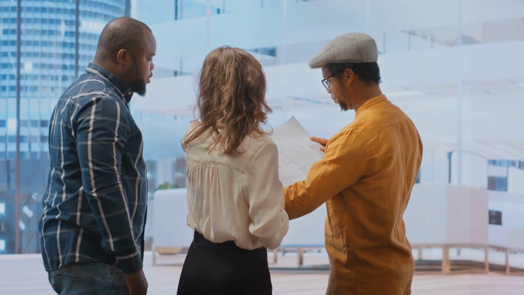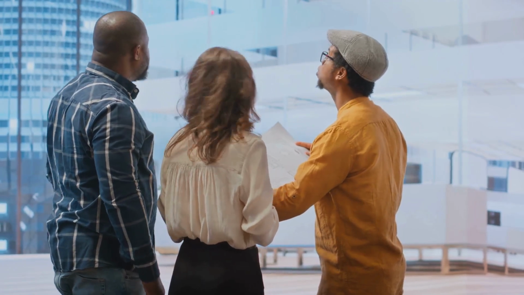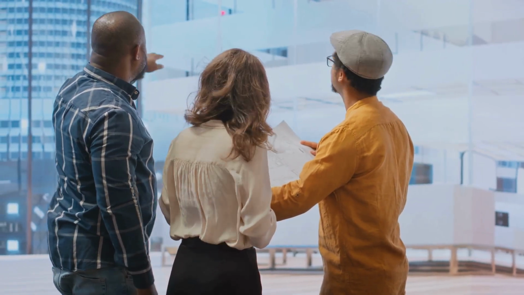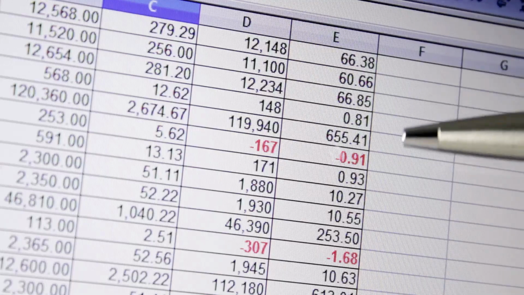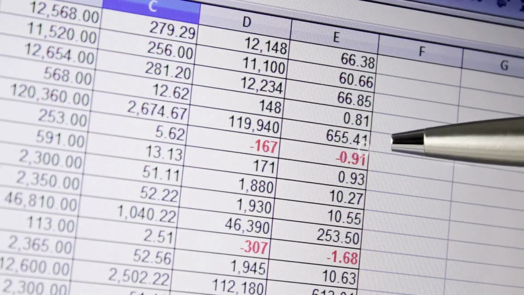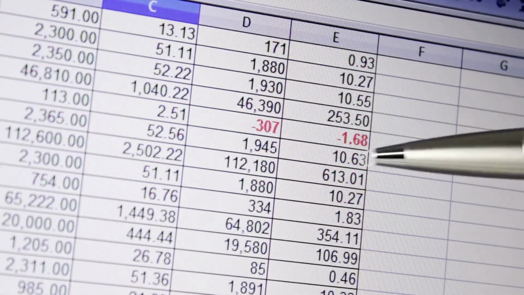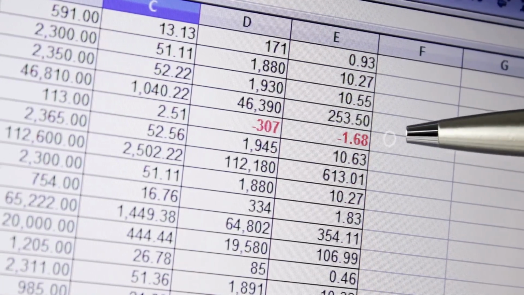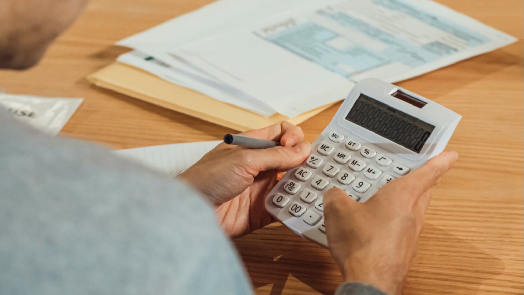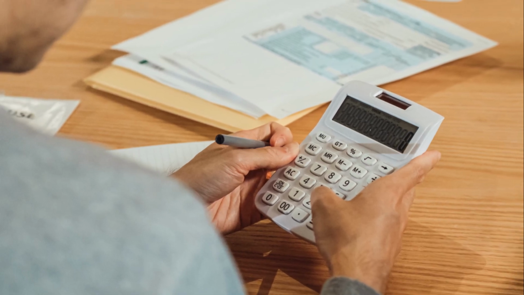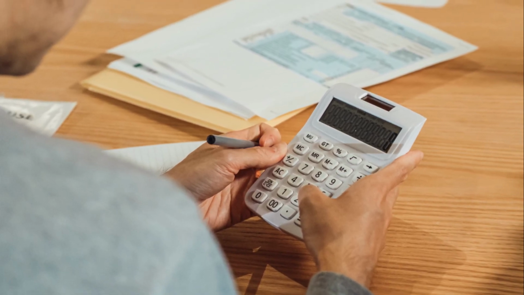Analyzing a property means understanding its potential for profit. This includes estimating rental income, considering expenses, and assessing the overall investment. You need to know if it will generate positive cash flow. Positive cash flow ensures that your investment is sustainable and profitable in the long run. You need to be able to calculate your return on investment. ROI helps you understand the profitability of your investment compared to other opportunities.